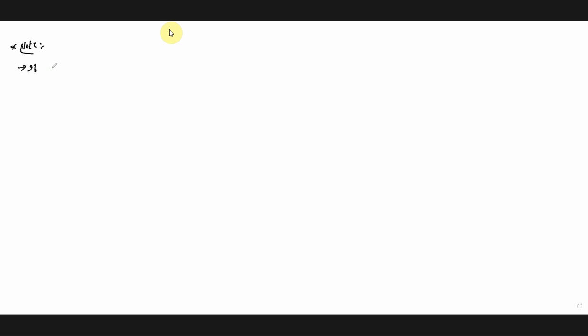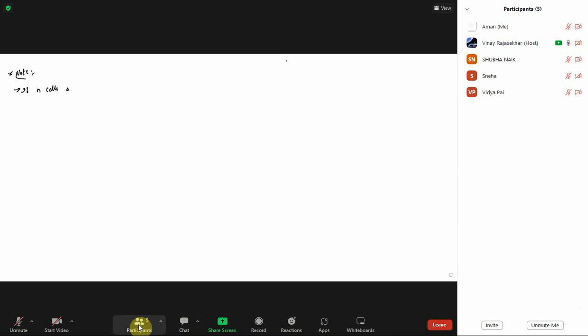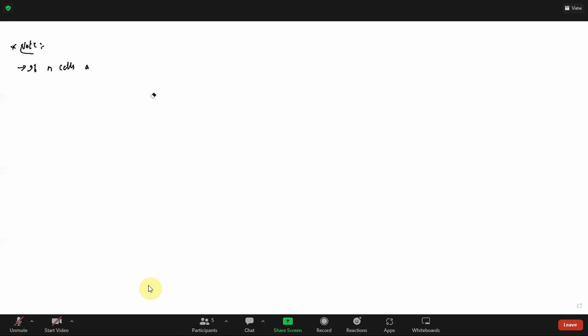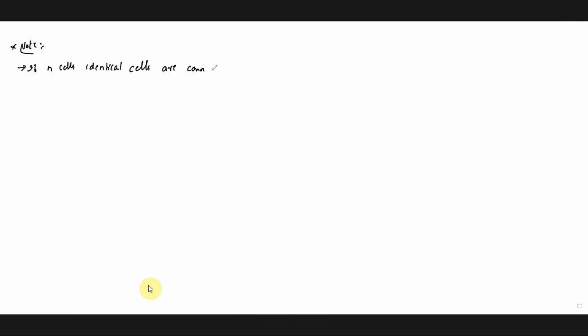Now listen. If n identical cells are connected in series, and in that, m cells are mismatched, then the effective EMF is given by (n minus 2m) into E. So please remember this: the effective EMF is n minus 2m into E. Please note this point.